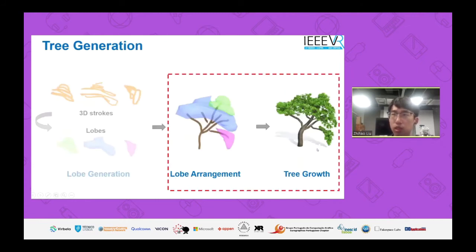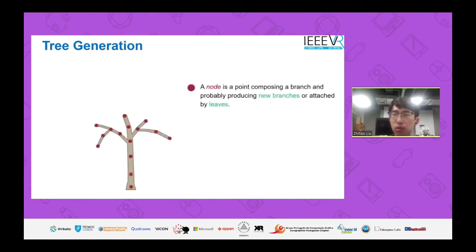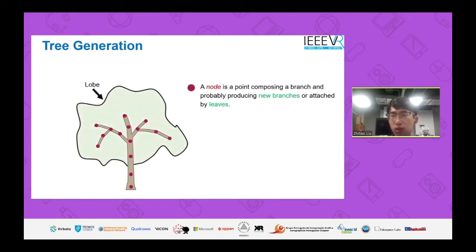Then, with the requirements of real-time interaction, we use a simple method to generate the 3D tree model in seconds. Given the user-drawn main trunks, we sample the nodes uniformly from each stroke. A node is a point composing a branch and probably producing new branches. Then we will generate branches recursively to fully fill the lobe.